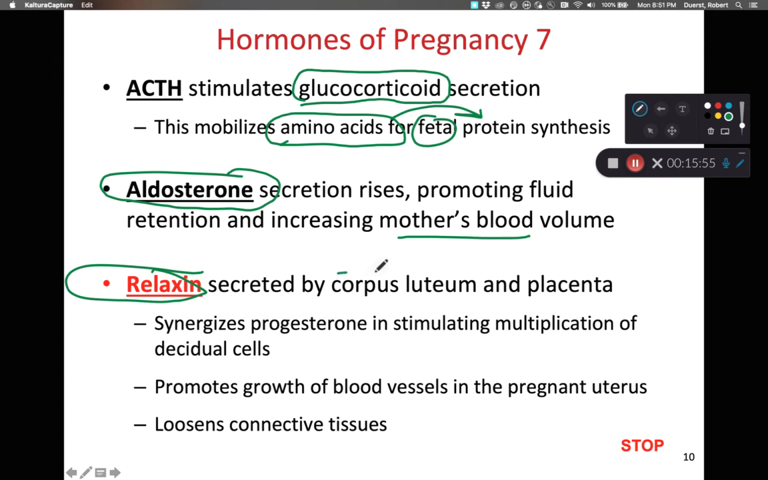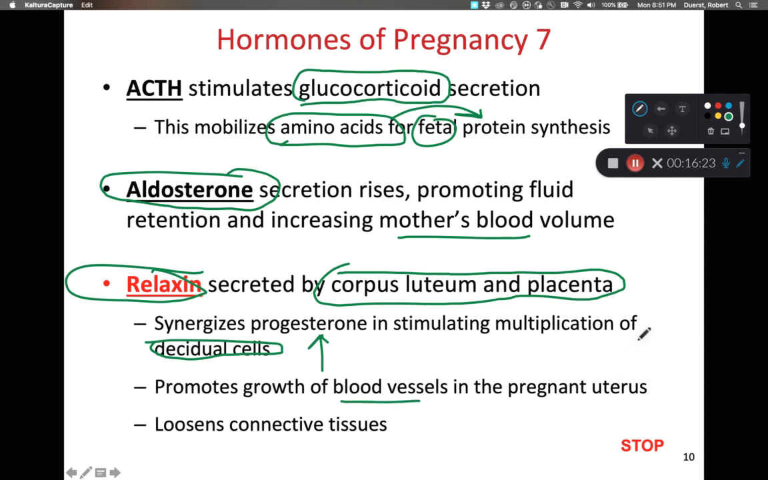Relaxin is a hormone secreted by both the corpus luteum and the placenta, and it's going to cause progesterone to be more effective on the decidual cells. So we find that relaxin and progesterone have a synergistic effect on the development of these decidual cells within the endometrium. So we have lots of nutrients for the growing child. We also find that relaxin promotes blood vessel growth within the uterus, and that's good because that growing uterus is going to need a lot of nutrient supply.